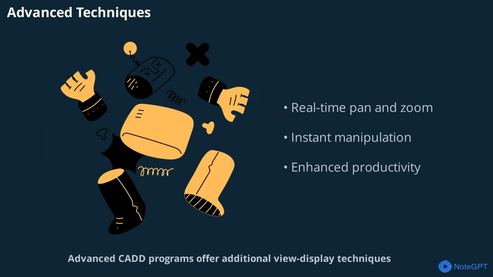Advanced CADD programs offer additional view display techniques, such as real-time pan and zoom. This feature allows you to instantly manipulate the image by moving the cursor in a specific direction, providing even greater flexibility and control. Mastering these advanced tools can significantly enhance your productivity and precision when working on complex projects.